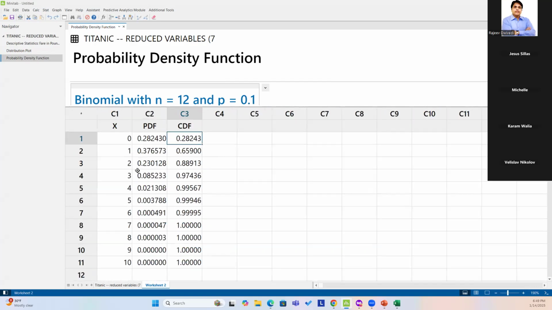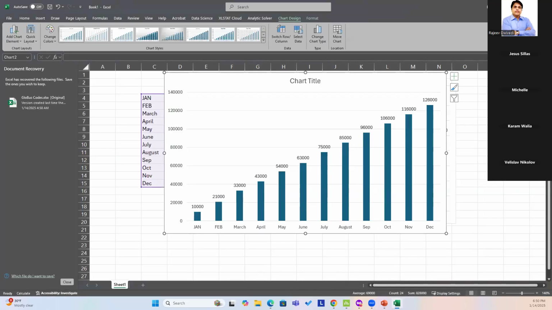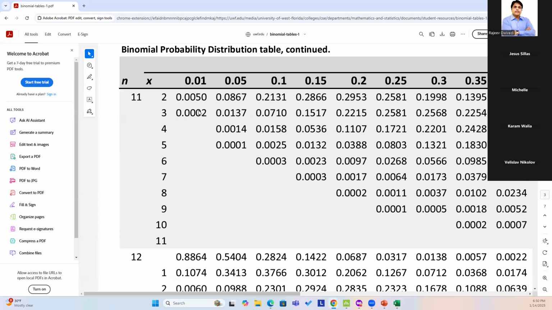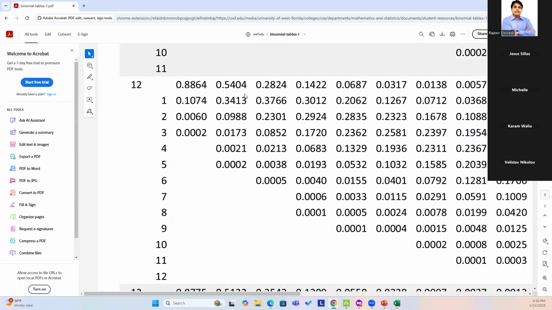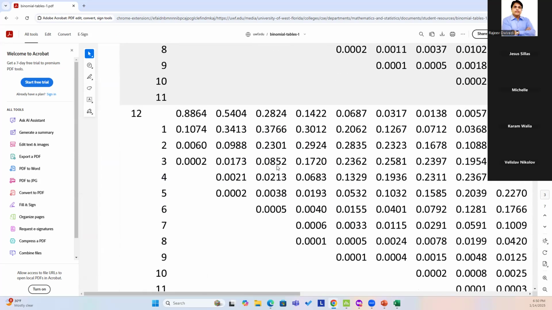So if you see, this is our answer in the previous case, 23%, isn't it? Look into these numbers: 28%, 37%, 23%, 8%. Here we have n equal to 12. Look into 28%, 37%, 23%. The same table you can create in Minitab just by clicking.